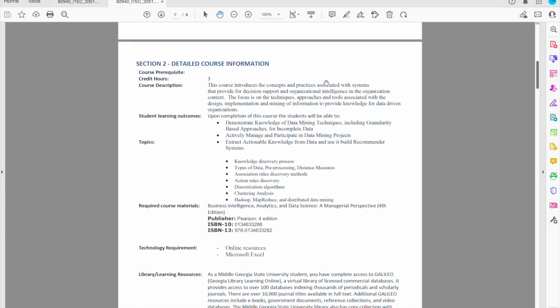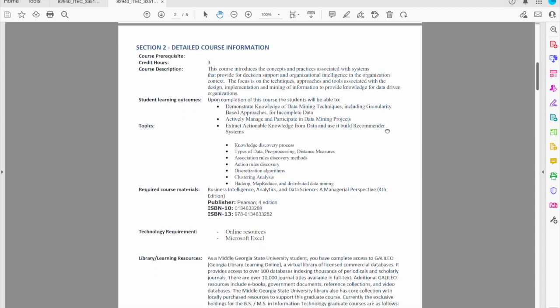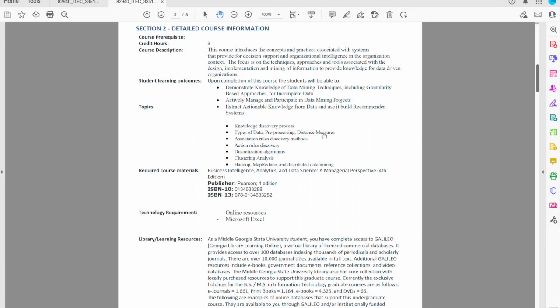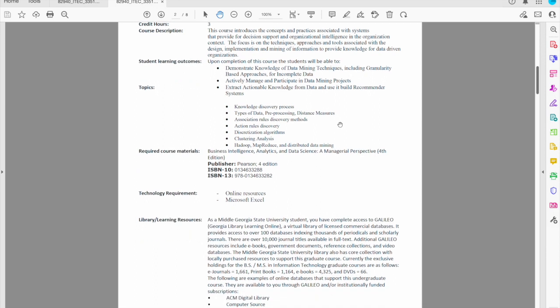So some information on the course here. We're going to look at the concepts and practices associated with decision support and organizational intelligence. We're going to look at some data mining techniques, and we're going to do some activities around data mining as well. A few pieces specifically that we're going to talk about over the semester are association rules. We'll do some clustering. We'll talk about big data as well as some other materials.